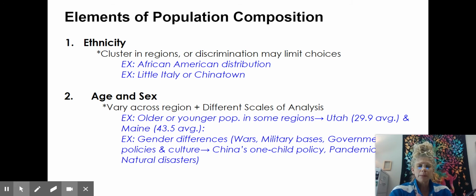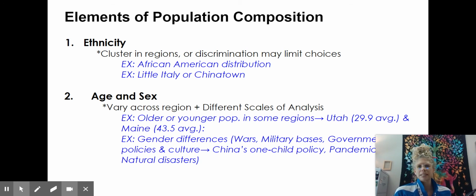All right, the second component is going to include age and sex or gender. And so we are obviously looking at starting right from birth all the way to when people die and decease. And so we are also looking at females versus males. This is, again, going to vary across the region. If you take it down to different scale of analysis, you're going to see different patterns as well.